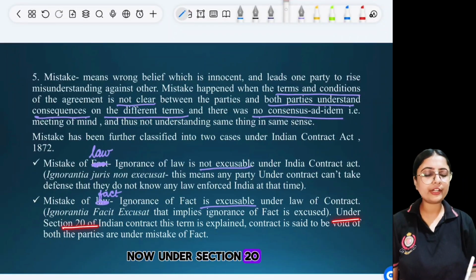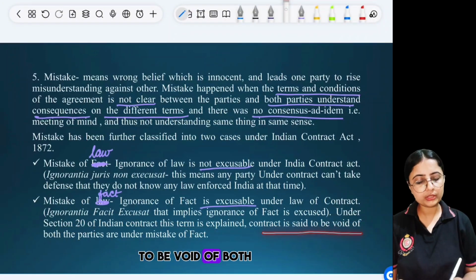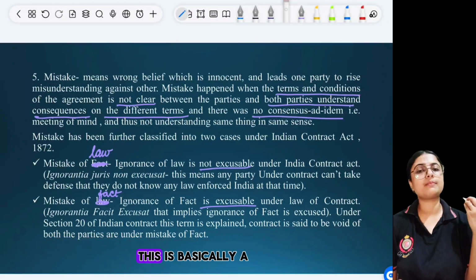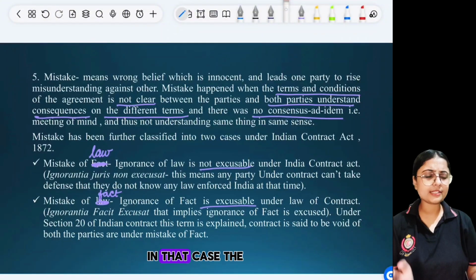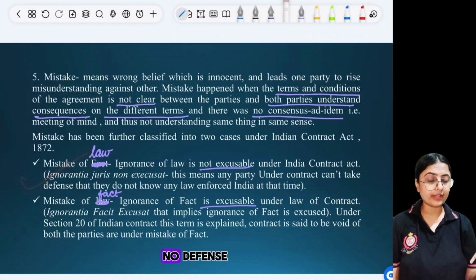Now, under Section 20 of the Indian Contract Act, this term is explained, and a contract is said to be void if both the parties are under a mistake of fact. If both the parties are under mistake of fact, this is basically a good defense, and this is excusable, and in that case, the contract will become void. But mistake of law is no defense.